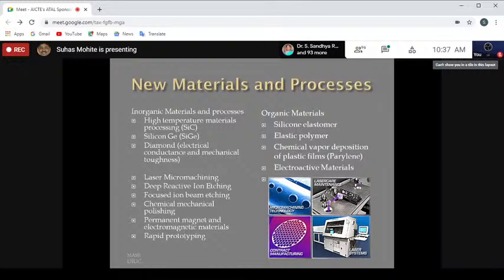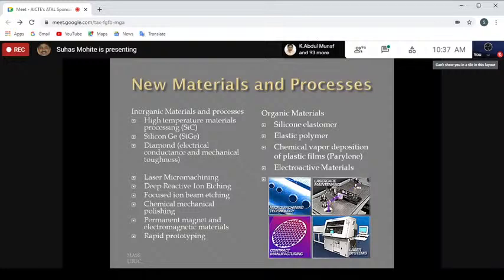Now, MEMS has come a long way. For the last 20 to 30 years, it has made huge progress, and several other materials have come in, because technological demand and market need drive all these developments.